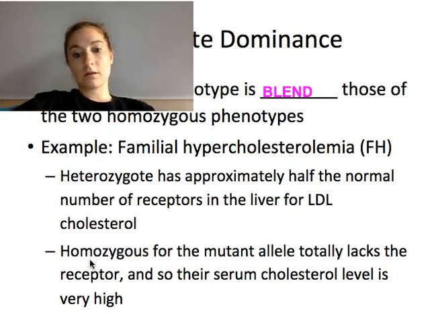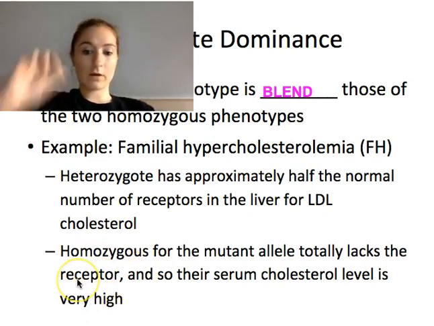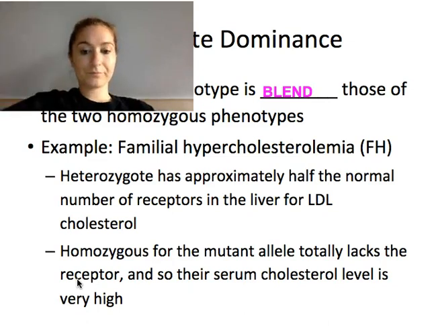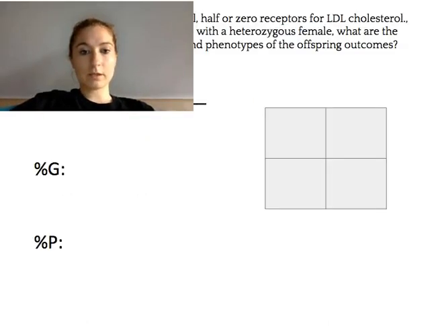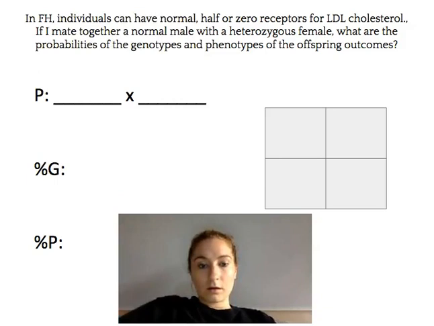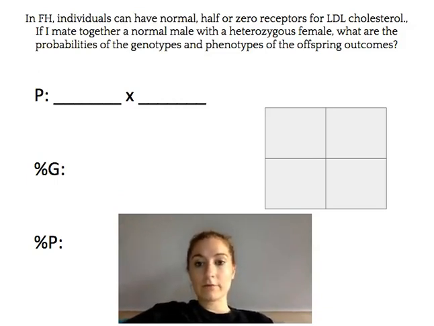But this example shows that if you have both, you would just have a high amount, and then if you have a blend, you would have a blend of half the normal and half regular receptors. So this is an example here. So in FH, individuals can have a normal, half, or 0 receptors for LDL cholesterol.